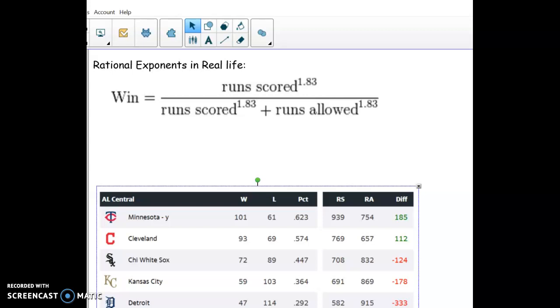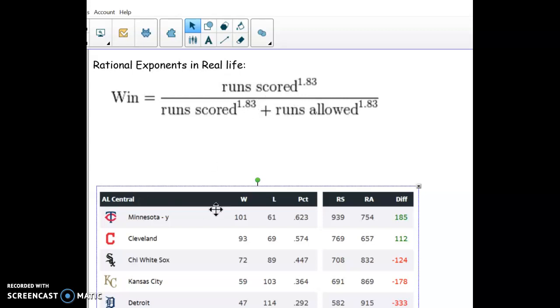Someone figured out in baseball that in general, a team's winning percentage is based on how many runs they score compared to how many runs they give up. Basically, the more runs you score, the fewer runs you give up, the better your record's going to be. And they said your winning percentage is this little formula here, approximately. Since there's been years and years of baseball statistics, they can say that this is actually a pretty accurate way of predicting how many games a team will win.